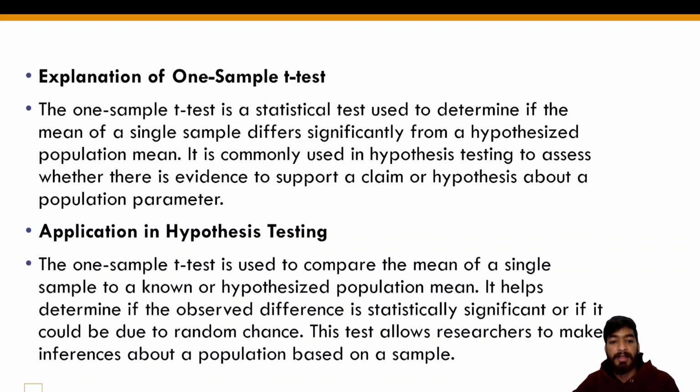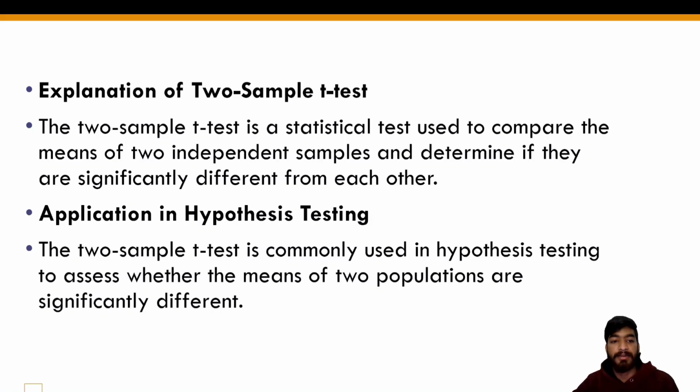Application in hypothesis testing. The one sample t-test is used to compare the mean of a single sample to a known or hypothesized population mean. It helps determine if the observed difference is statistically significant or if it could be due to random chance. This test allows researchers to make inferences about a population based on a sample.